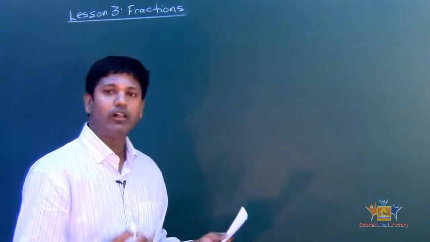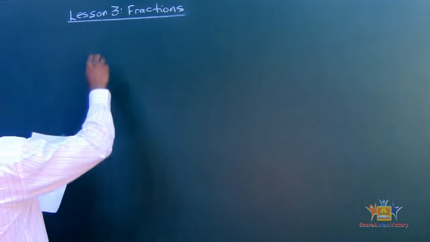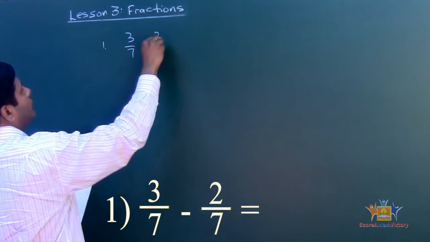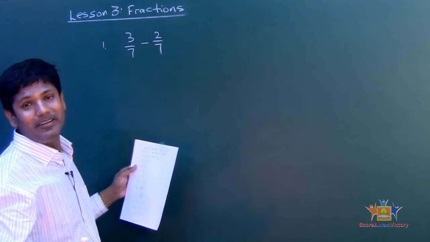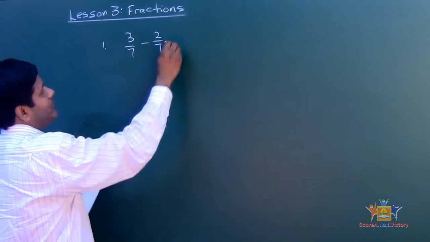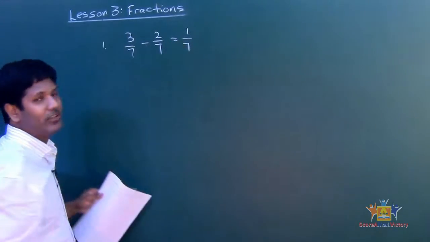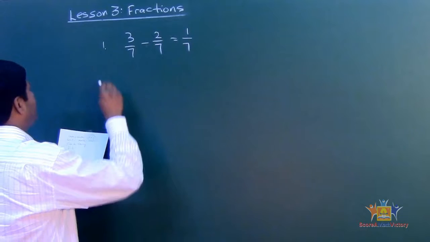Okay, let's do problem number 1. Now they ask us to solve all the following problems. The problem number 1, you're given 3 over 7 minus 2 over 7. Pretty easy, isn't it? Why? Because its common denominator is the same. See, that's 7 and 7. That means we can subtract. 3 minus 2 is 1, and we just carry the 7 across. That's it.